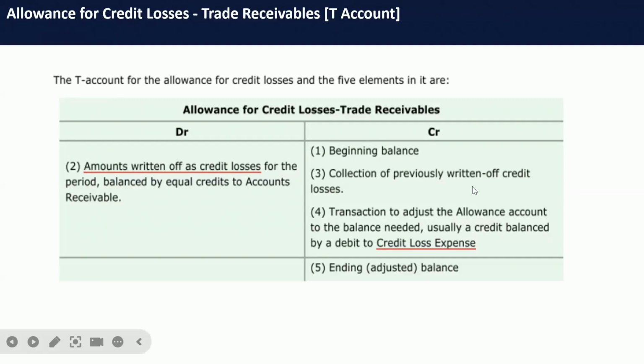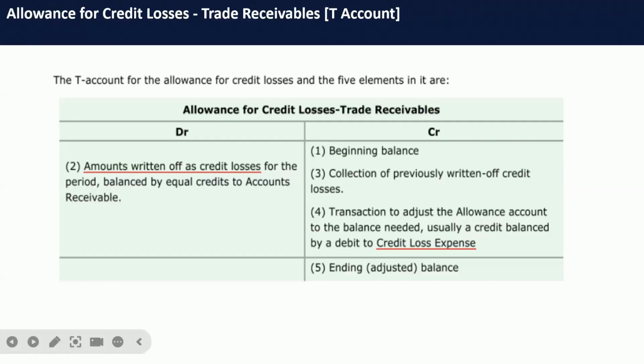Then collection of previously written off credit losses. In the previous year also I estimated 2,000 I would not receive. But fortunately, my customers came back and paid those 2,000 of accounts receivable to me. Then I have collected my previously written off credit loss. I will write it here in the third entry.